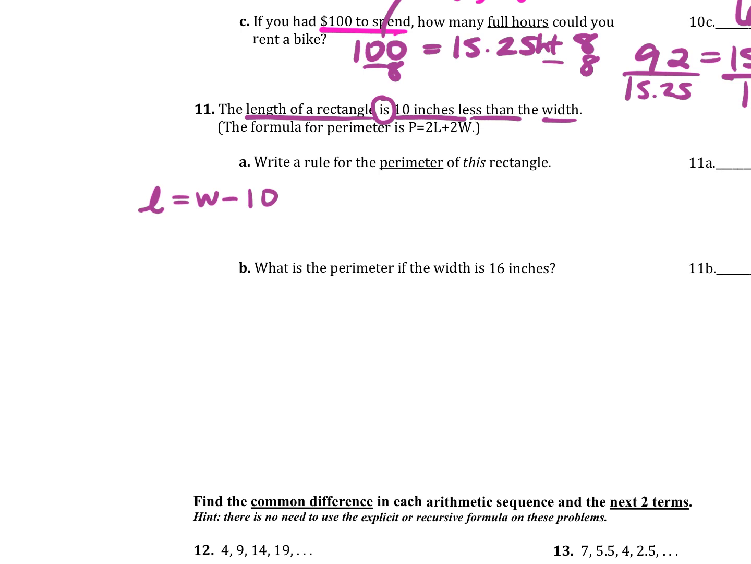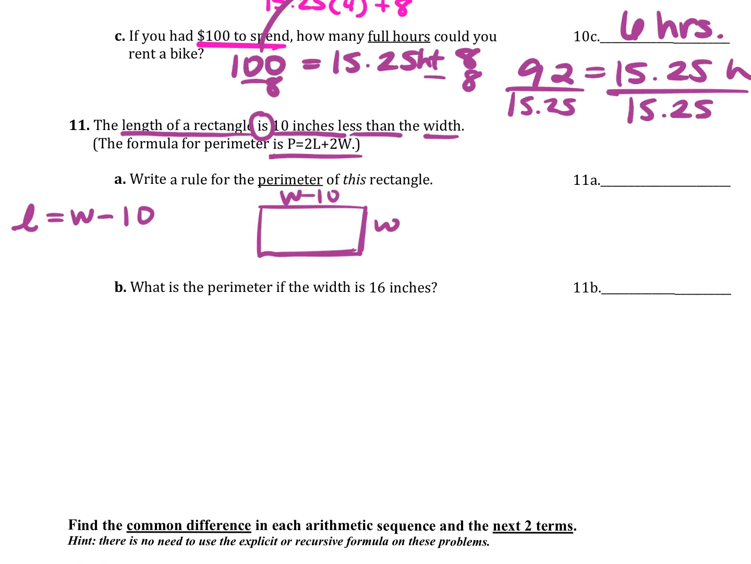It says write a rule for the perimeter. So if you're looking at a rectangle, instead of calling this the length, let's call it the width minus 10, right? What are we going to call the other side? The width, W. Okay, so if our formula is P equals 2L plus 2W, then the perimeter equals 2 times the width, which is W minus 10, plus 2 times the width, which is W.